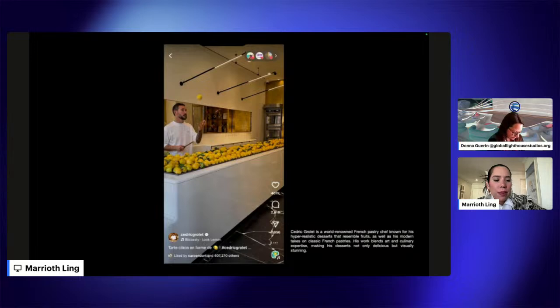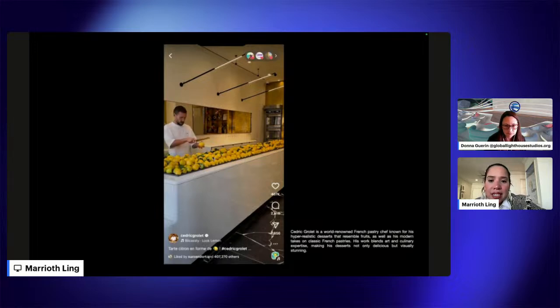He's a French pastry chef, and he does hyper realistic desserts that resemble fruits, as well as his modern take on classic French pastries. His works blend art and culinary expertise, making his desserts not only delicious but visually stunning. So here you can see a little bit.